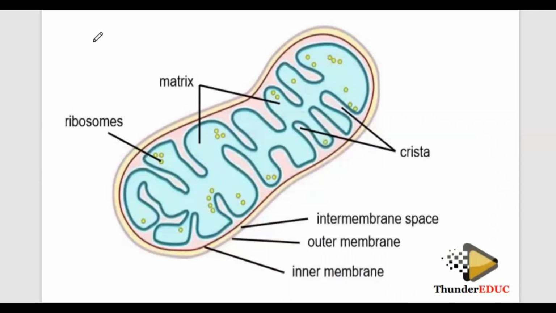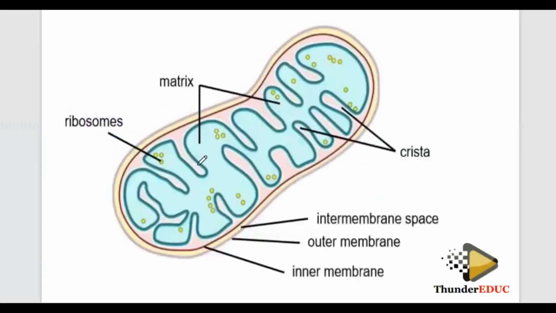So, last time we saw the structure of a chloroplast. What about now the structure of the mitochondrion? Mitochondrion is also an organelle. If you look at it, it has a sausage shape. I don't know how you draw your sausage. Okay, let me just draw it like that.